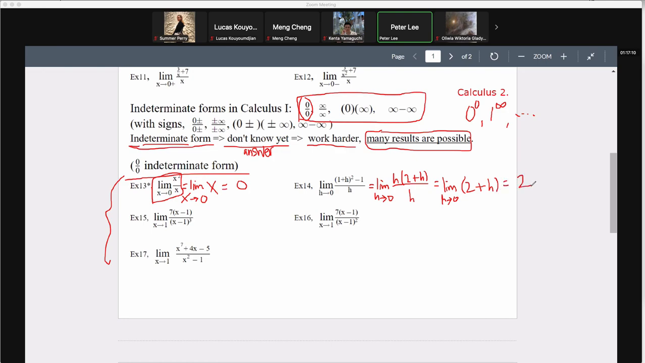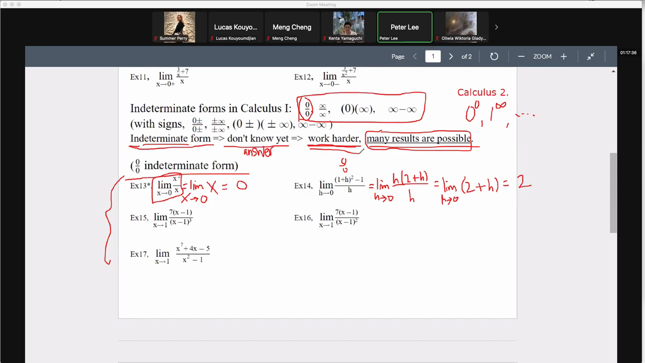So what I'm trying to say is, this is a 0 over 0 form. In example 13, the answer came out to be 0. In example 14, this is also 0 over 0, but we get a different result. Indeterminate form means that many results are possible. That's what we want. It means that we have to work harder. Indeterminate form is never an answer to any problem. Is that clear? Again, the indeterminate form is never an answer to any problem.